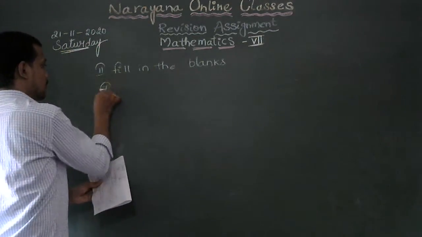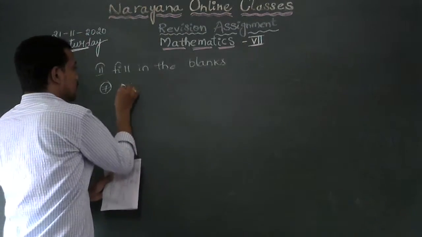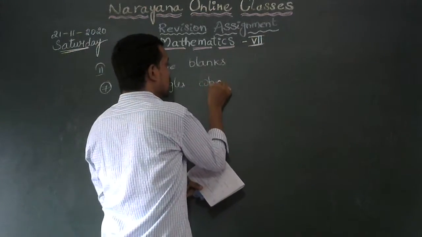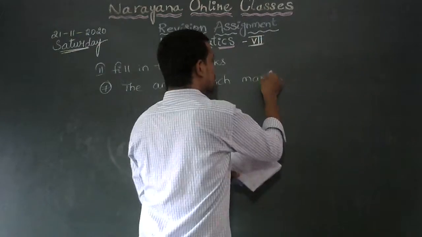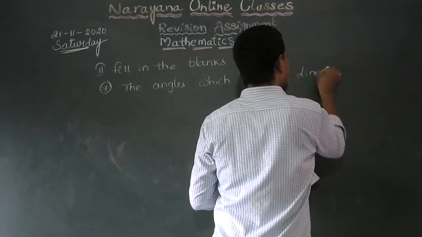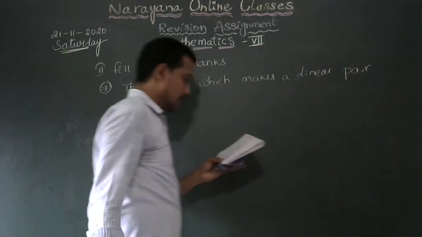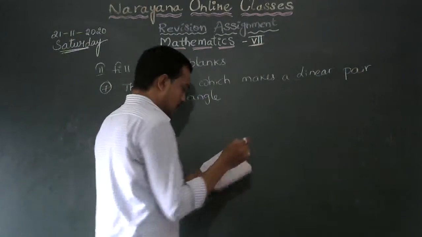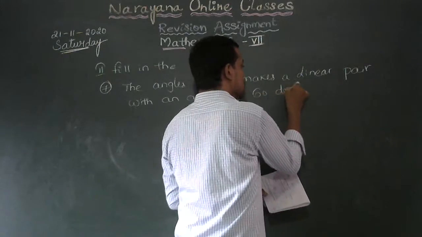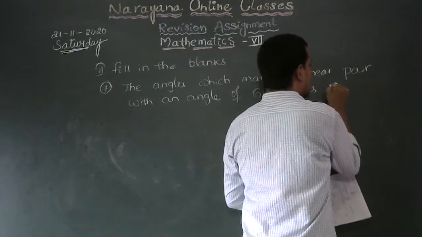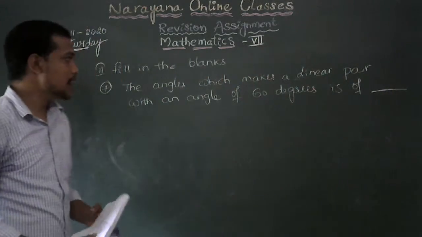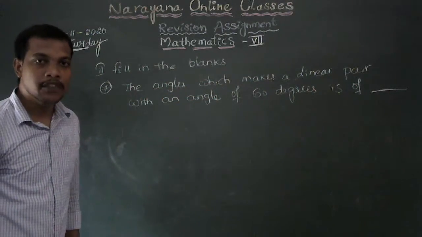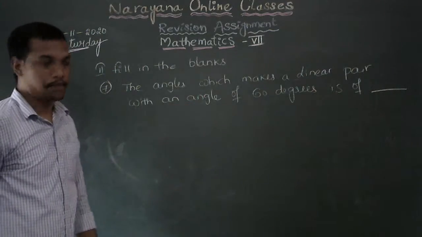Now seventh one. The angle which makes a linear pair with an angle of 60 degrees is dash. Here the blank: the angle which makes a linear pair, that means 180, with an angle of 60 is.